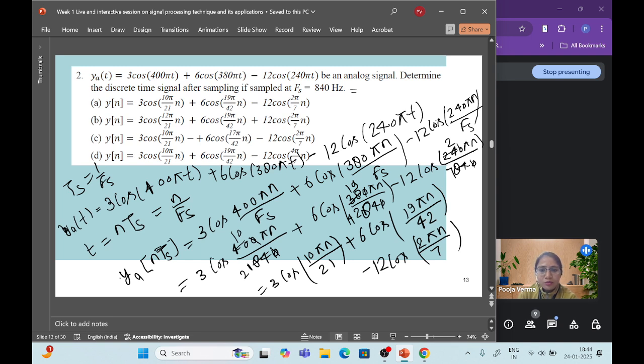Okay, now check in the answers which option is correct. Which one is 3 cos 10 pi divided by 21 n plus 6 cos 19 pi n by 42 minus 12 cos 2 pi n by 7. So option A is the correct answer for this question.